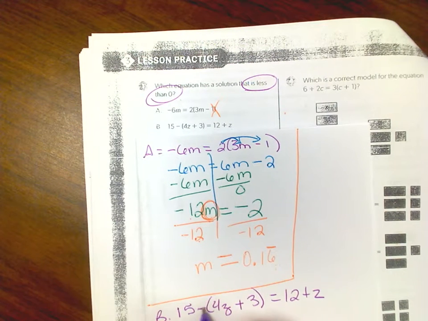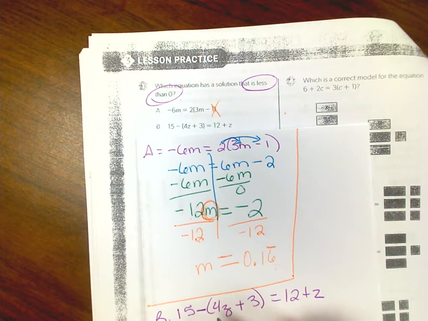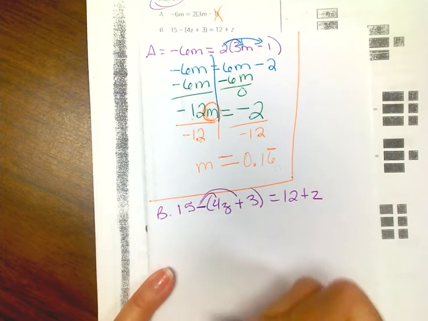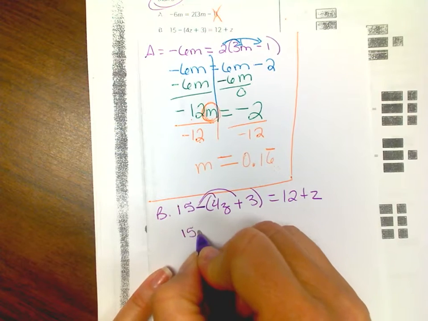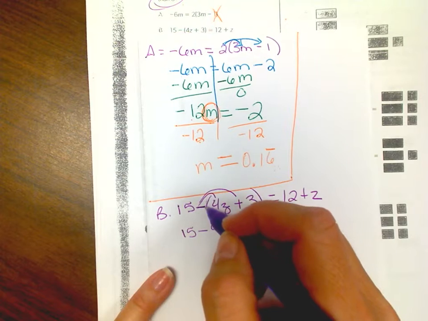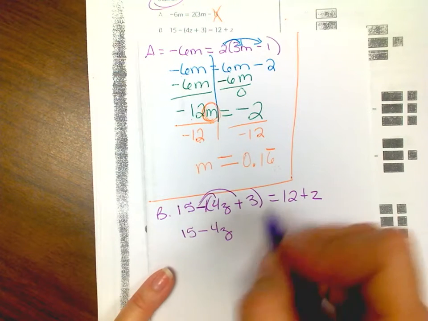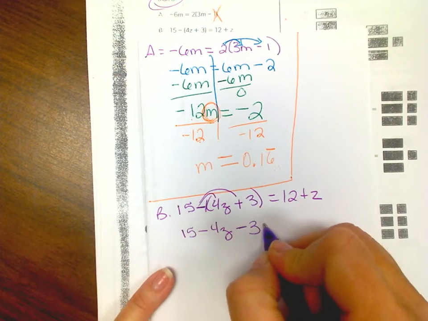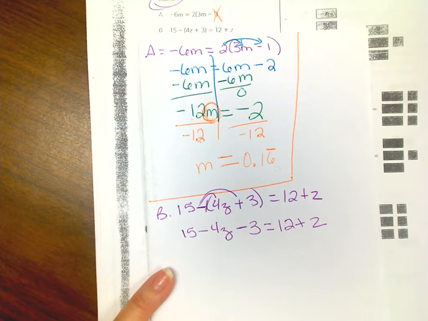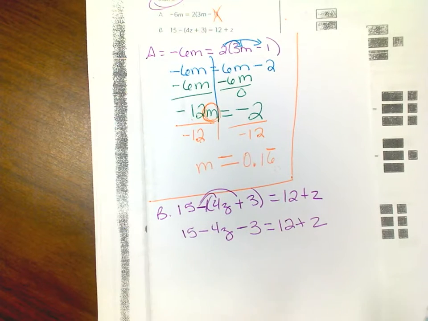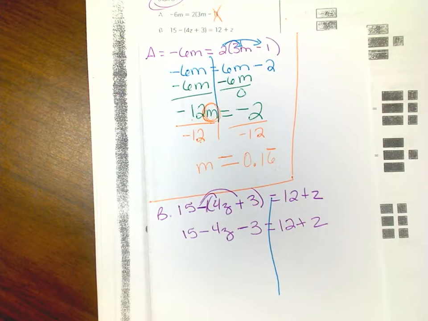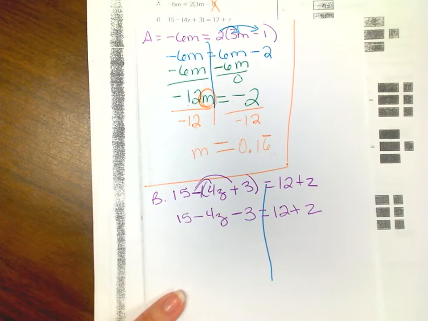I'm going to distribute this negative to inside the parentheses. So it's going to be 15 negative 4z, and remember it's kind of an imaginary 1 there, so negative 1 times 3 is going to be a negative 3. It just changed all the signs, and that's kind of what the negatives do. Balance it out, draw my line to remind myself to keep it balanced.